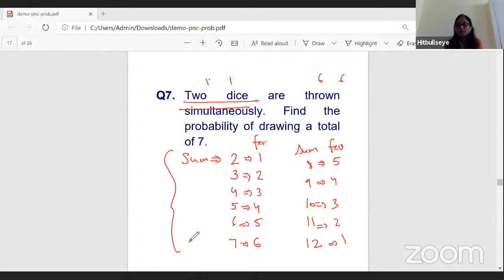Is this pattern clear to all of you? So this pattern can help you remember such questions very, very quickly. Okay, everyone clear? Any doubts?